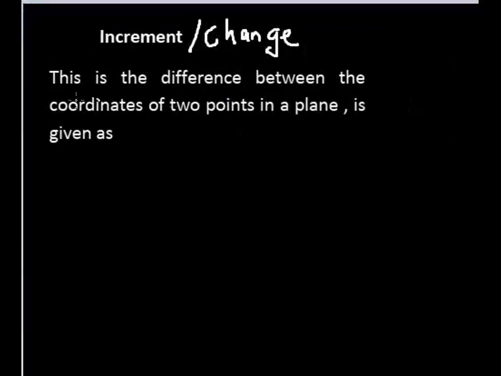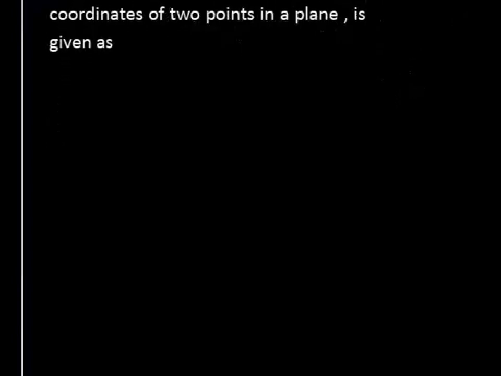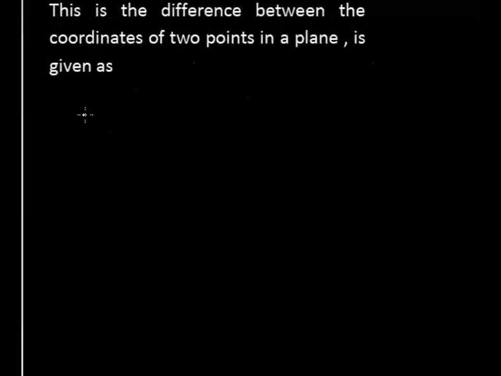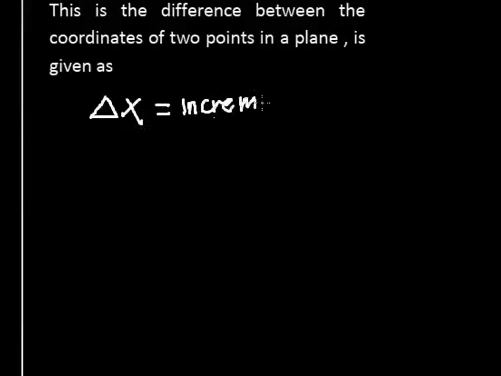This is the difference between the coordinates of 2 points in a plane. Remember, in a plane I can have 2 points. The difference between the coordinates of those 2 points is what is known as increment or change, and we represent that. For the increment in x, I use delta x to represent it. Delta x is what is known as increment in x or change in x. Increment or change in the x coordinate.